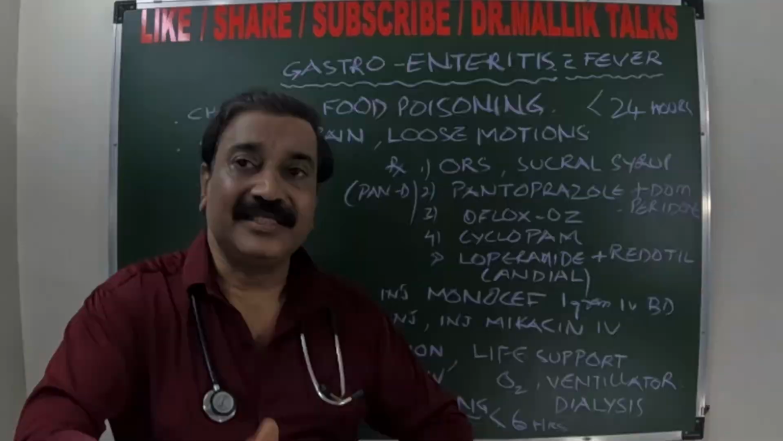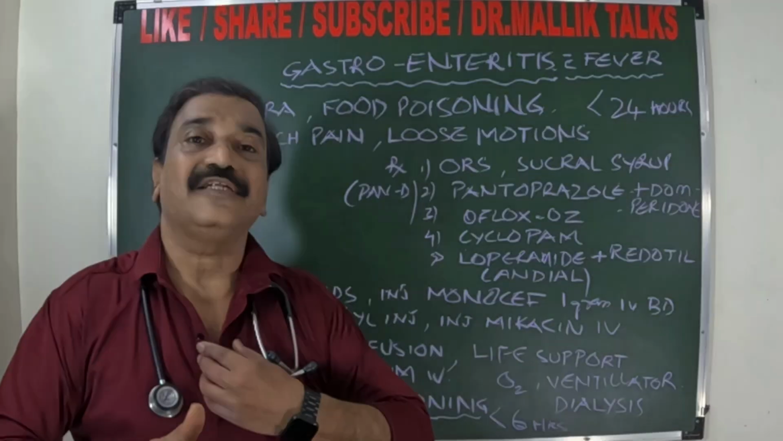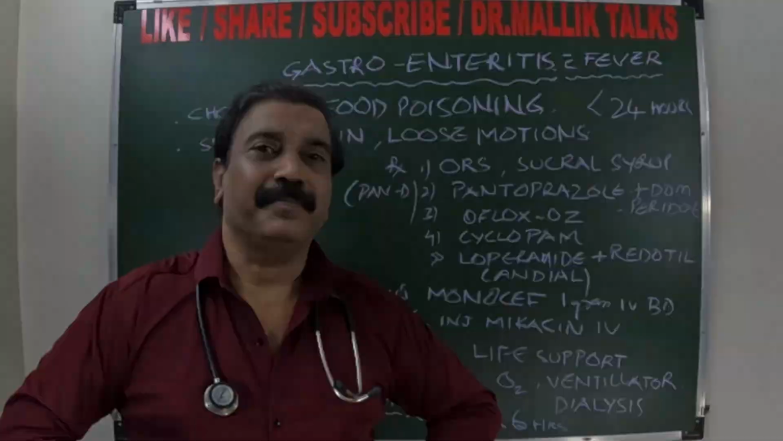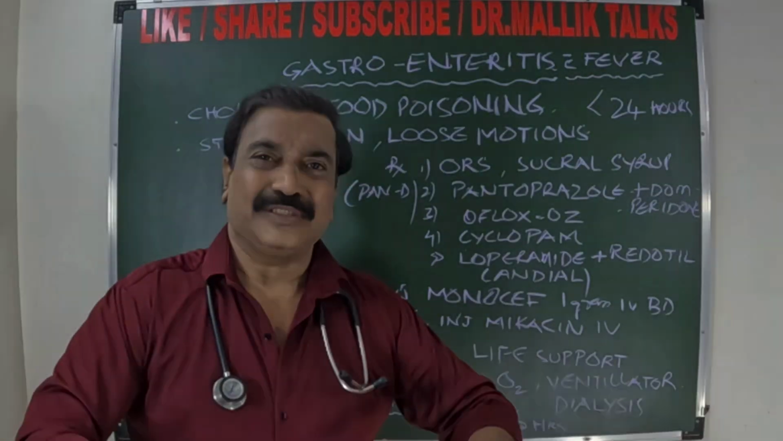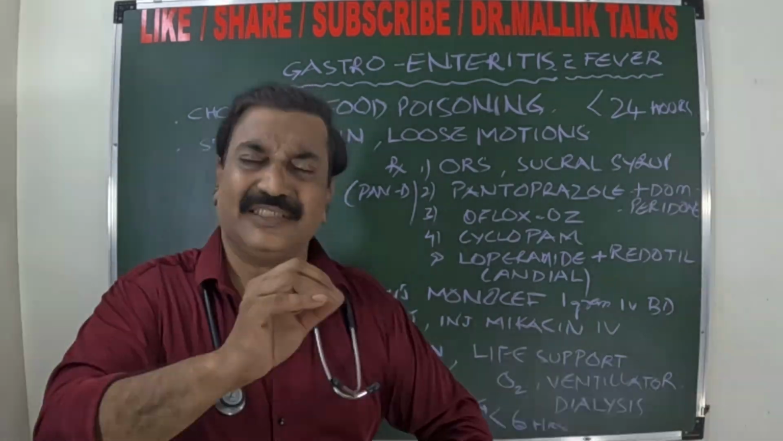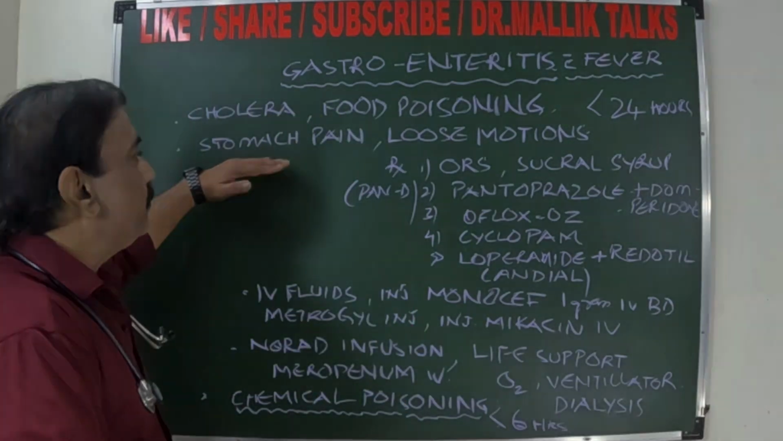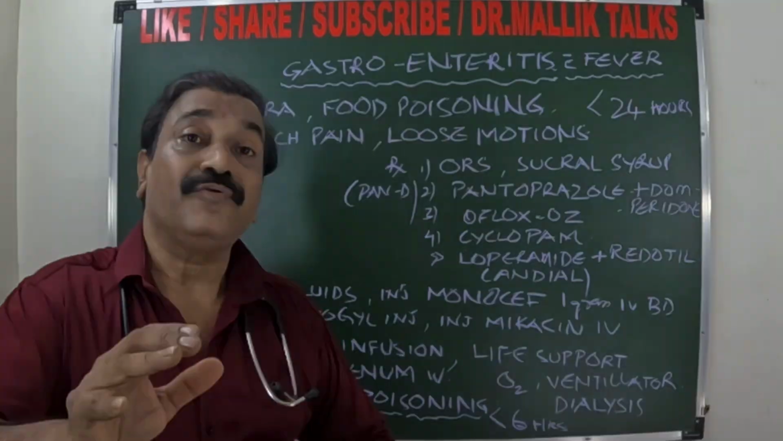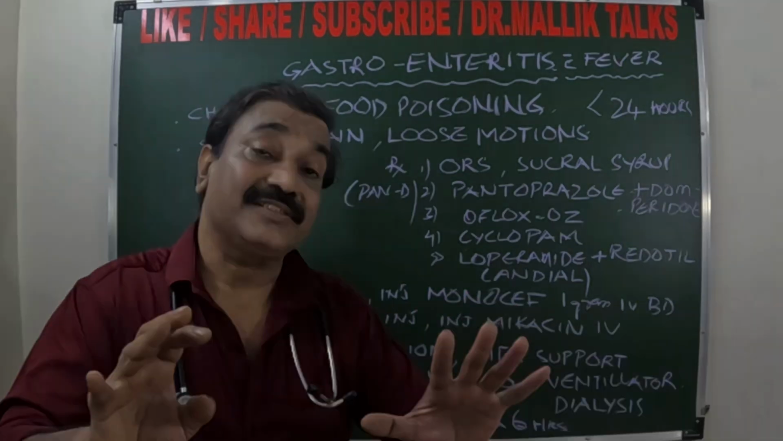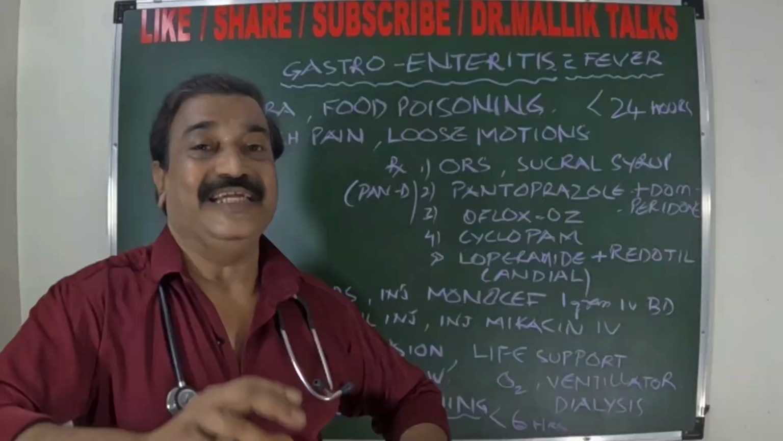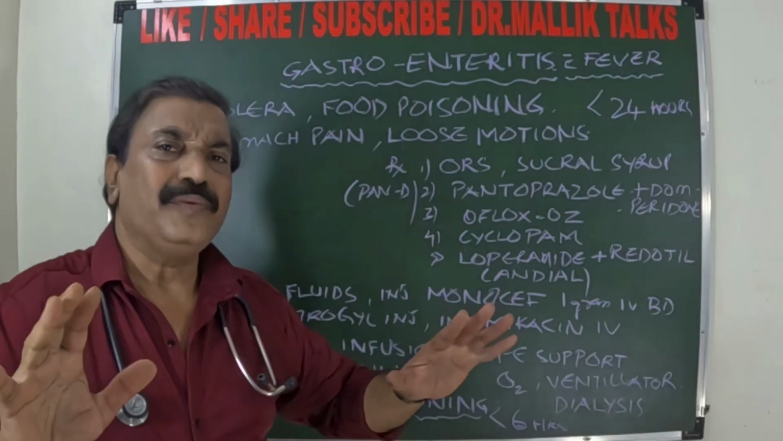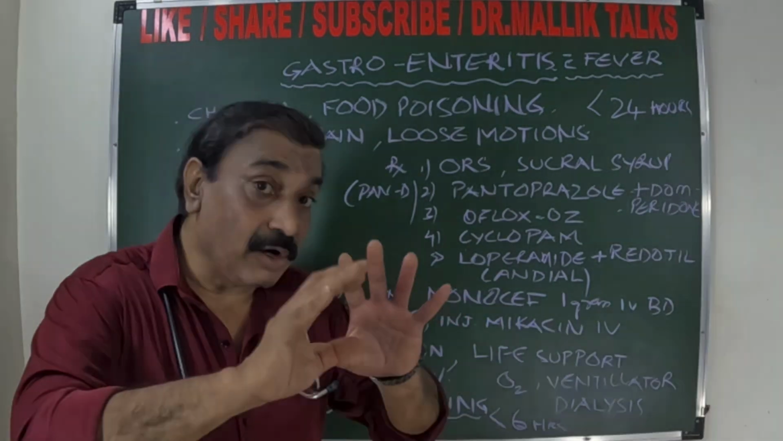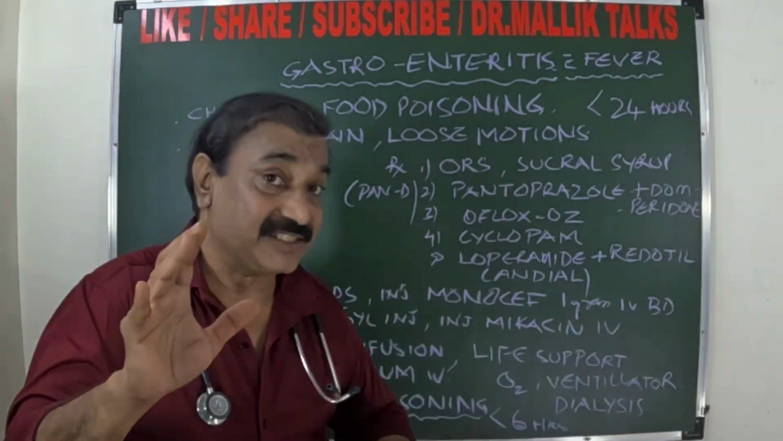So this occurs within 24 hours after the consumption of food or water, and it presents with severe abdominal pain, cramps, and continuous loose motions. So very important is stomach pain and loose motions within 24 hours after taking food. This can manifest anytime. Usually, if it is mild, it also comes with fever.